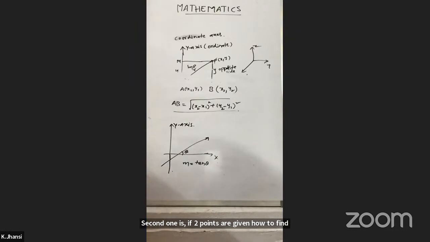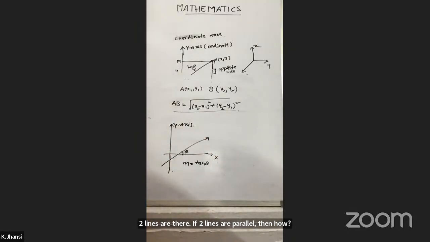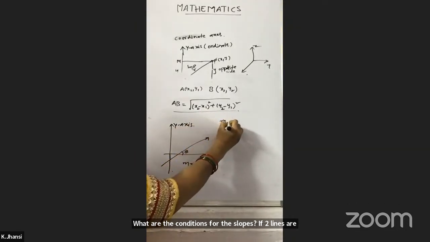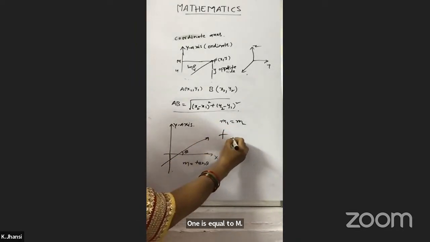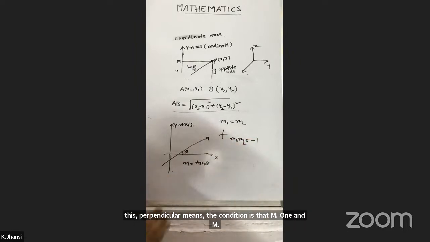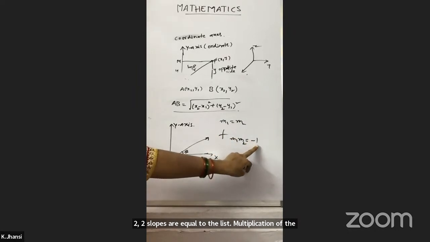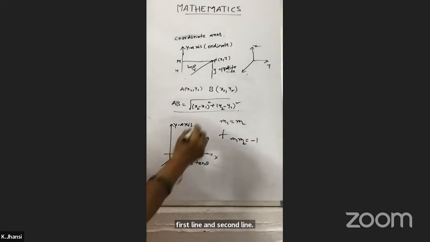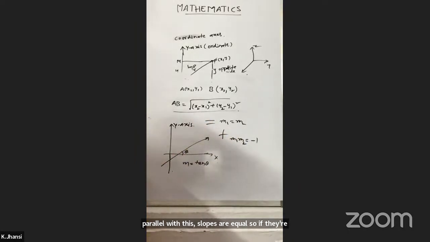After that, if 2 lines are parallel, what are the conditions for the slopes? If 2 lines are parallel, the slopes are equal, that is M1 equals M2. If 2 lines are perpendicular, the condition is that the multiplication of the slopes of the first line and second line, M1 times M2, should be -1. So if 2 lines are parallel, their slopes are equal; if they are perpendicular, the product of the slopes should be -1. On this also you will get problems.